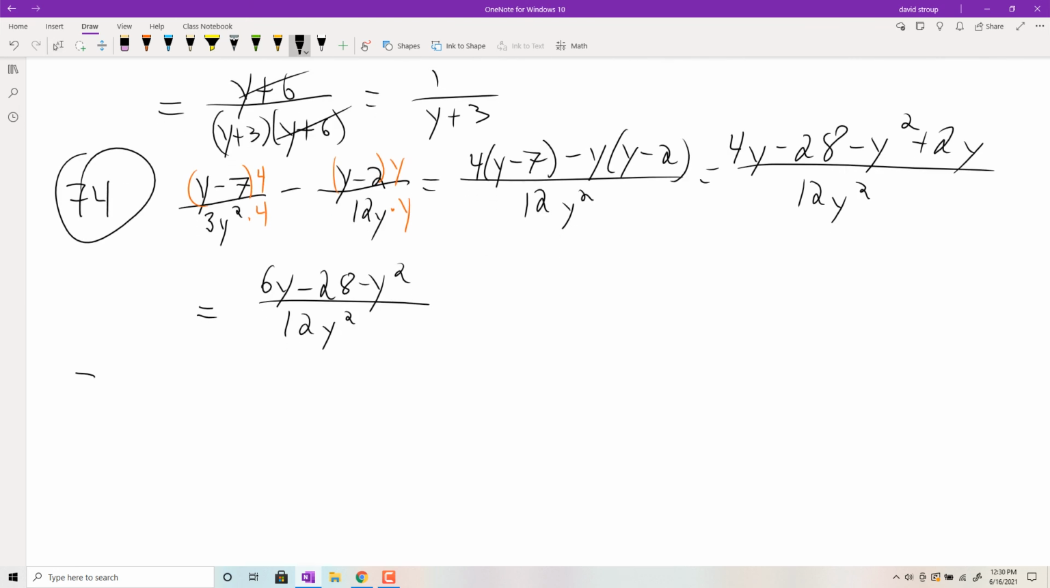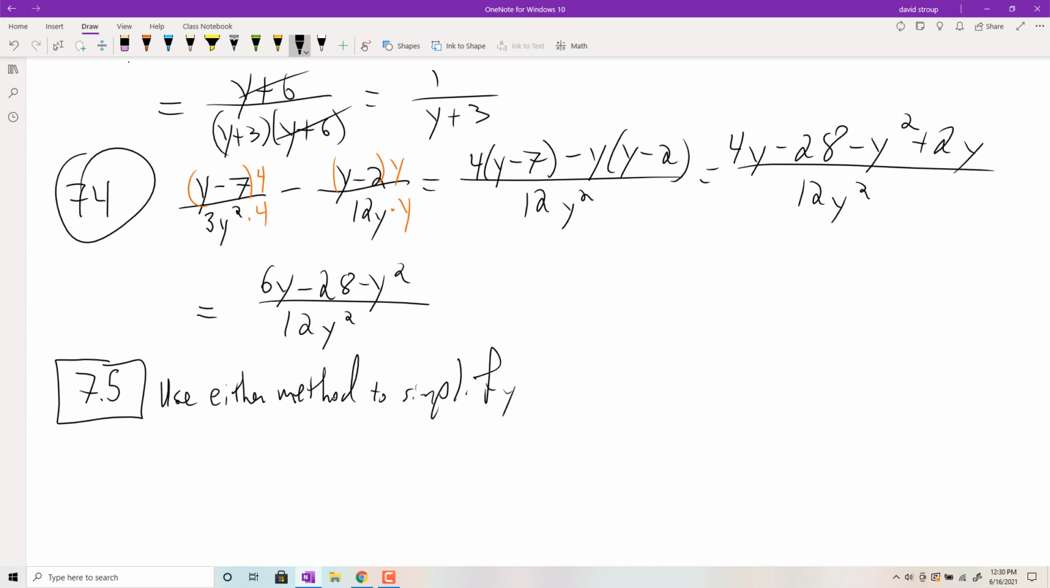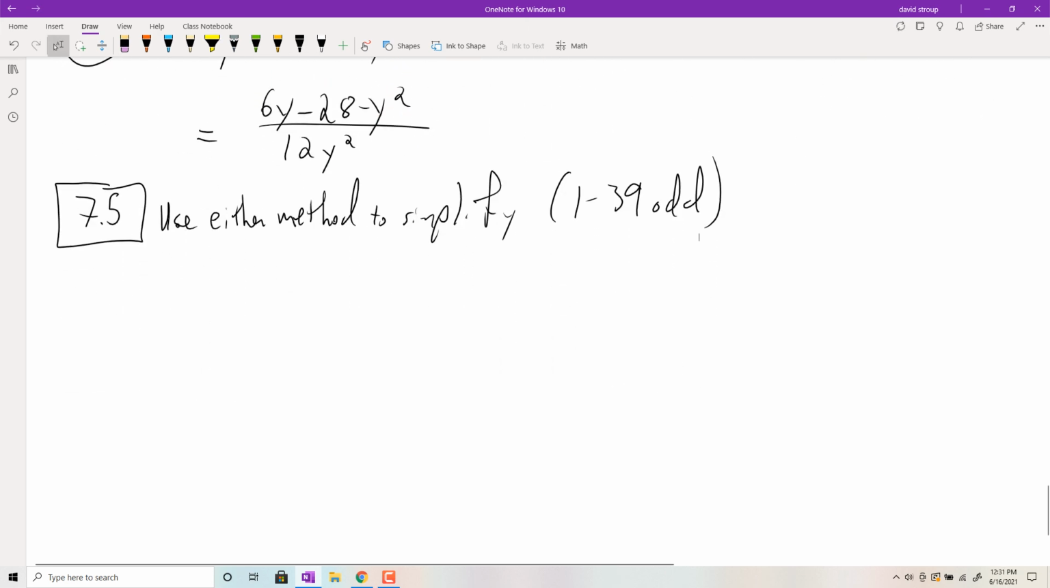Okay, you remember 7.5? 7.5 was on complex fractions. So you could use either method you want to simplify. So use either method. And I'm looking at problems like 1 to 39, odd. Okay, so let's look at number 6.